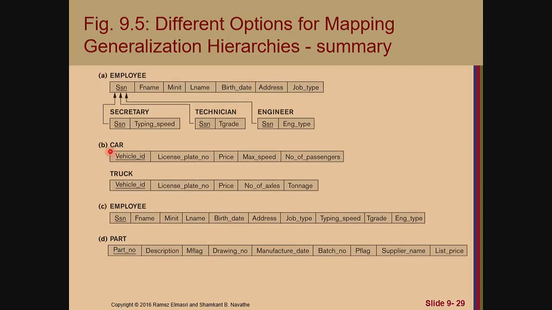So here the first one is option A. You will have the superclass table and the subclass table. For option B, only the subclass table. Options C and D combine them together. But for C, you need the discriminator. Which one? Job type is the discriminator to discriminate the subclass of the superclass. But for D, you must have the Boolean flags, to show which subclasses the superclass belongs to.